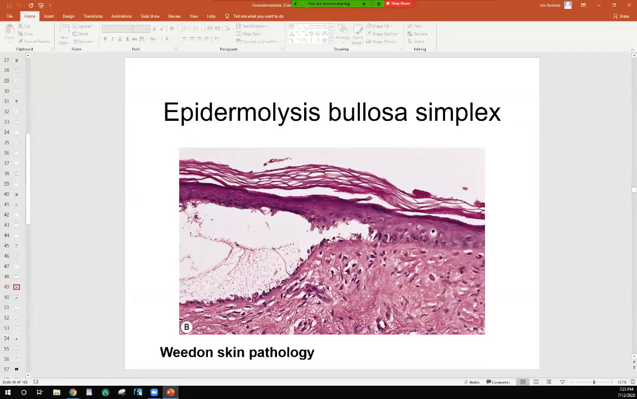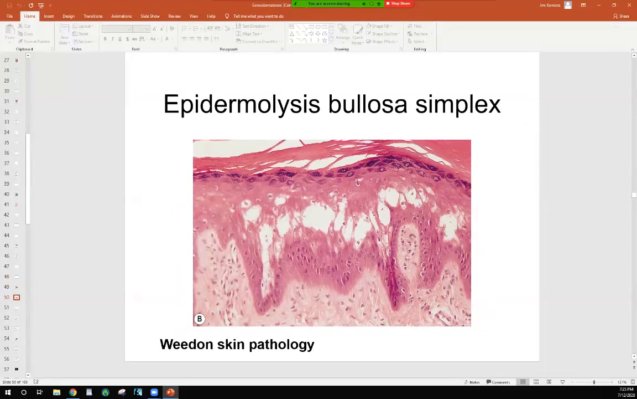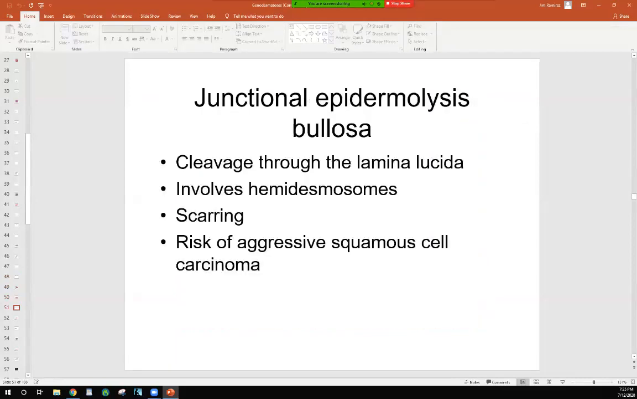And then here we have some photos from Wiedenwitter, much better because you can actually see the remnants of the basal layer right there. So it's an intraepidermal split in simplex. And then here, even better, you've got a higher up split right here. Junctional, you have the split through the lamina lucida involving the hemidesmosomes.